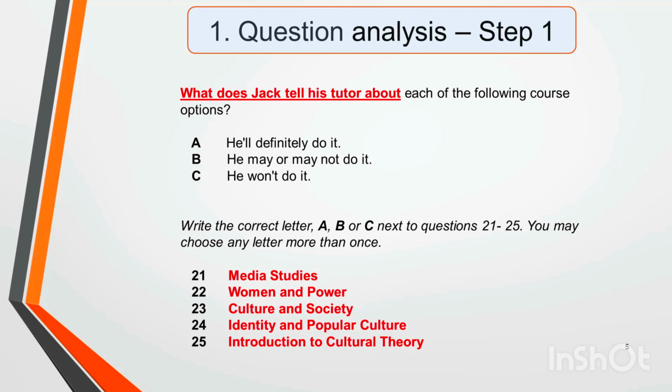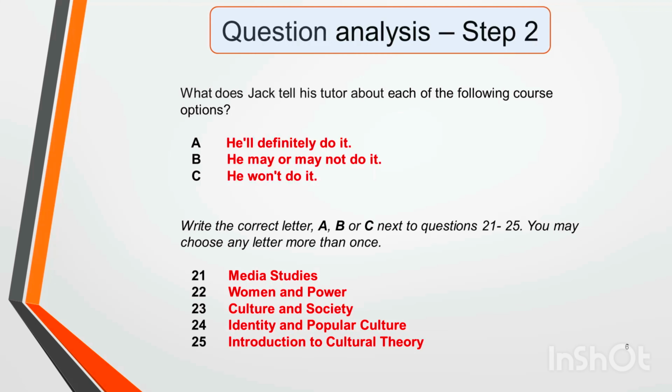There are 2 steps to this process. First, you need to understand the relationship between the question sentence and the question options 21 to 25. Highlight the key part of the question sentence and think about how it relates to these options. So the question is asking, what does Jack tell his tutor about media studies? What does Jack tell his tutor about women and power? What does Jack tell his tutor about culture and society? And what does Jack tell his tutor about identity and popular culture?